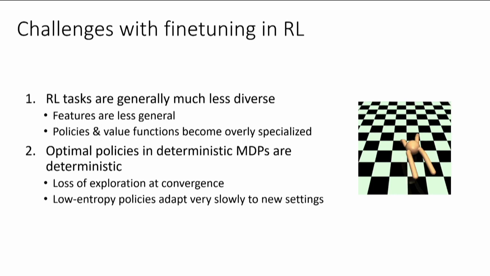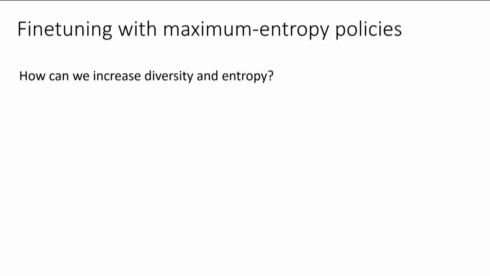So these kind of low entropy policies that you get after training on a particular task are actually very poorly suited to adapting to new tasks because of the lack of exploration. One of the things that we can do that will address both the entropy problem and to some degree the diversity problem is to make use of maximum entropy policies. This is something that we actually learned about when we talked about control as inference.